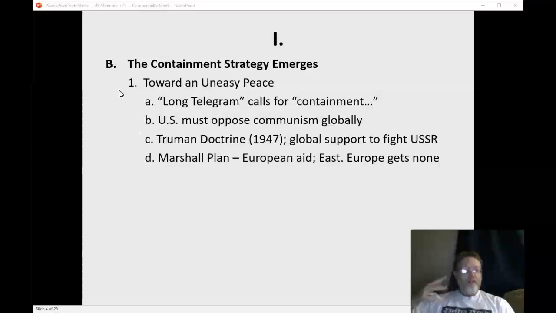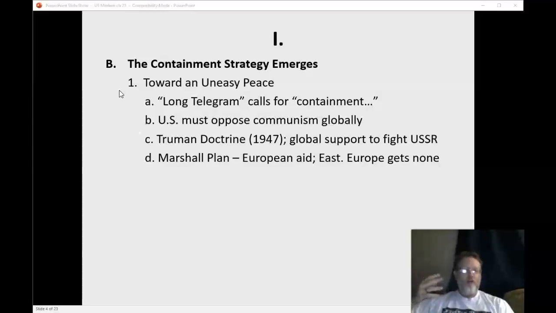And he suggests we need to send military aid and money. Well, in addition to this, George Marshall, I believe that's his name, I think it's George Marshall, comes up with what we call the Marshall Plan. It's named after him, or he proposes it. And the Marshall Plan is to work in conjunction with the Truman Doctrine. We are going to give money and aid to Europe.